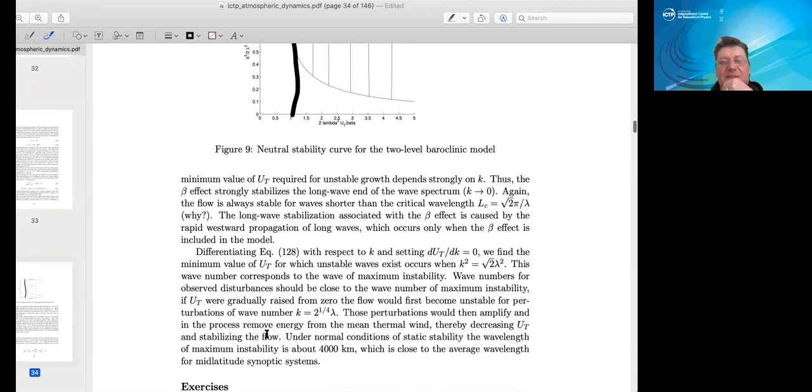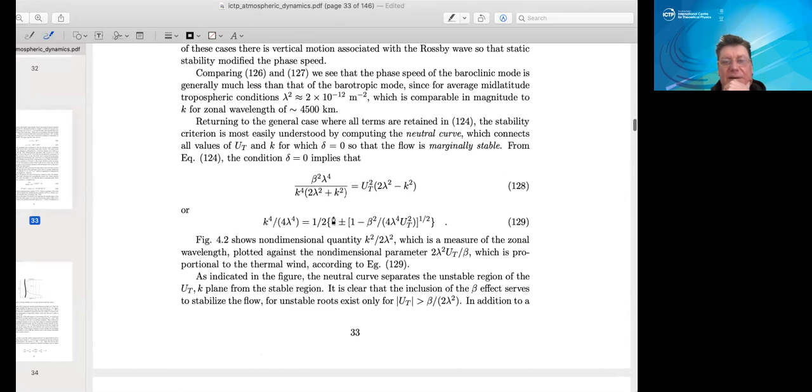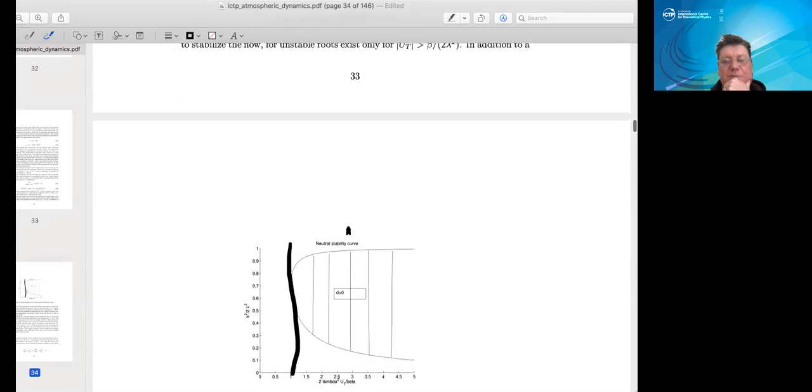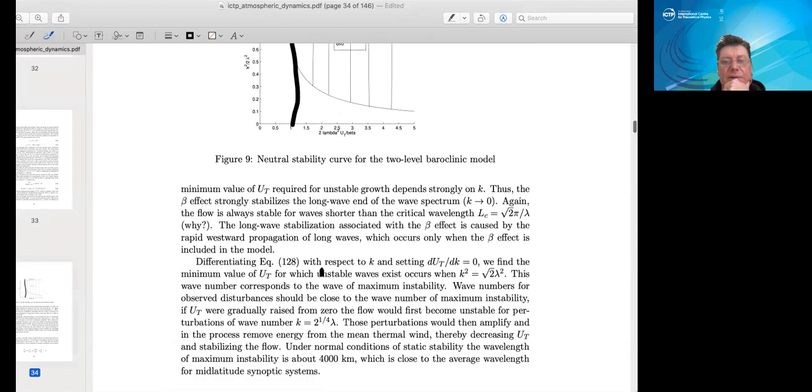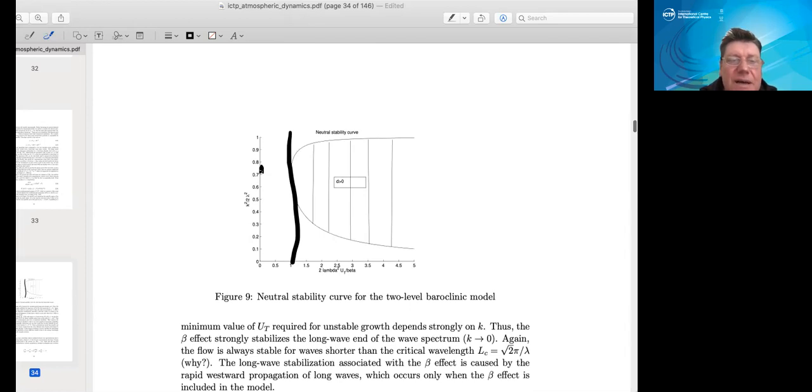Formally, this is equivalent to differentiating this equation with respect to dU by dk, so turning the whole thing on the other side and calculating dU by dk equal to 0 and setting it to 0. But we don't have to do this. We can just imagine we increase the thermal wind until we reach the instability. And that is the point.